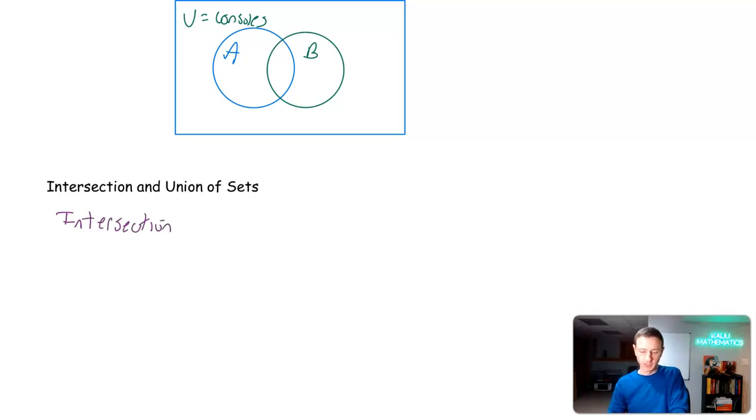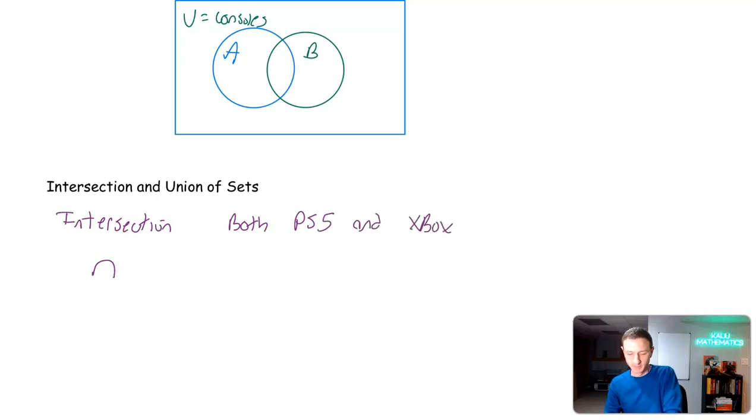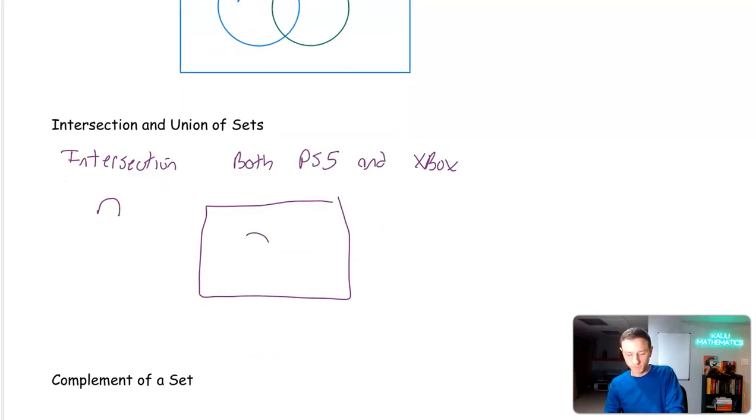Okay. Intersection is notated like this. It's like an arch. I was going to say upside down U, but it's an arch. So this is the set of people that own both a PS5 and an Xbox. So that's the intersection between the two. In this Venn diagram, it would be this overlap here. Let me grab my highlighter. So the overlap here would be people that own both a PS5 and an Xbox. So these people right in the middle own a PS5 and they own an Xbox. That's the intersection of the sets.